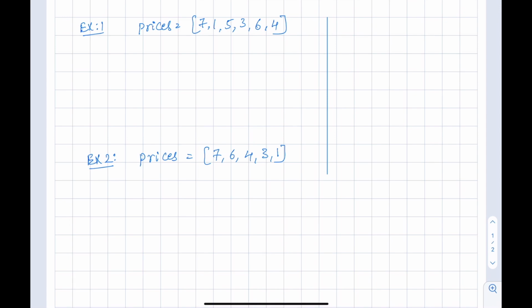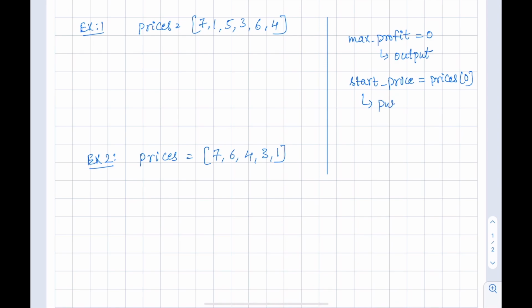Next I'm going to provide a brief explanation of the terminologies that I'm going to use in this explanation. The first one is max profit. I am initializing it with 0, and this is going to be the output. The next one is the start price. I am going to initialize this with prices[0], which means this is the purchase price of the stock. I am telling that this is the day that I am purchasing the stock, and I am going to sell it on a future day.